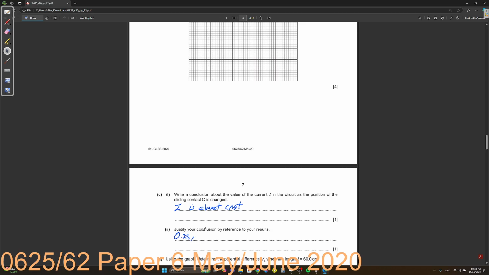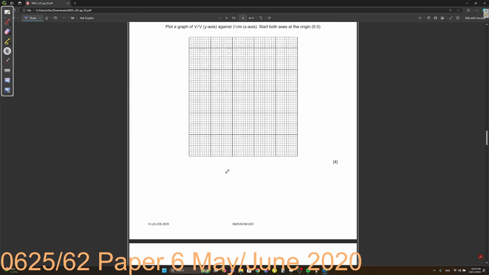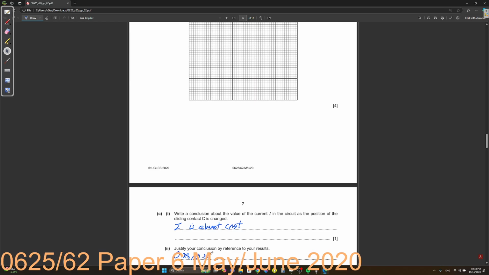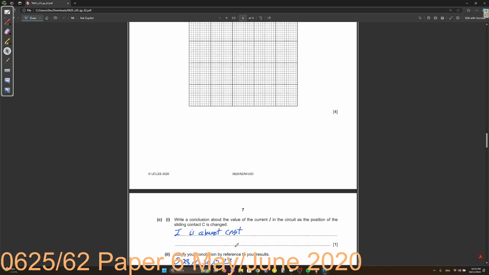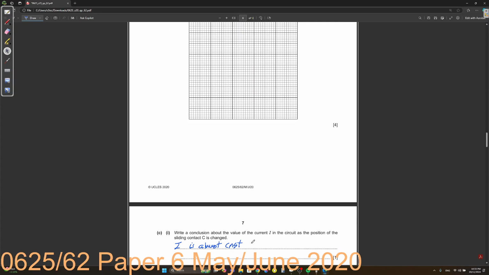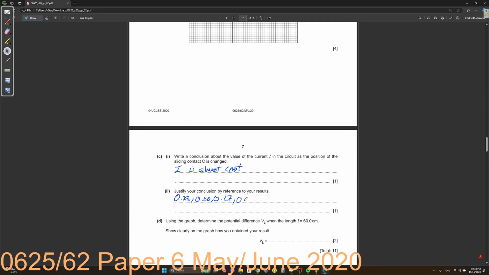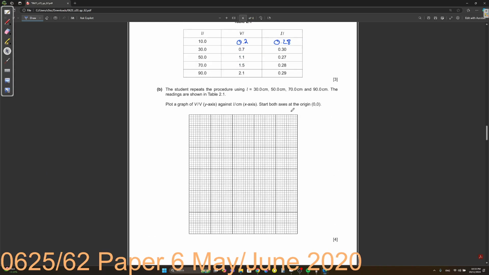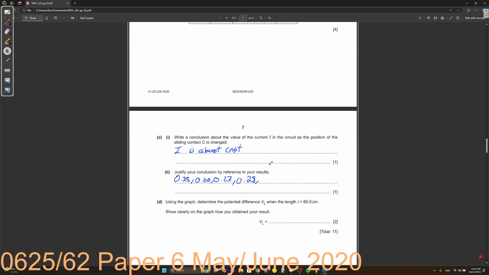0.28, 0.30, 0.27, 0.28, 0.29. The values are almost constant. See, they're all close to each other.